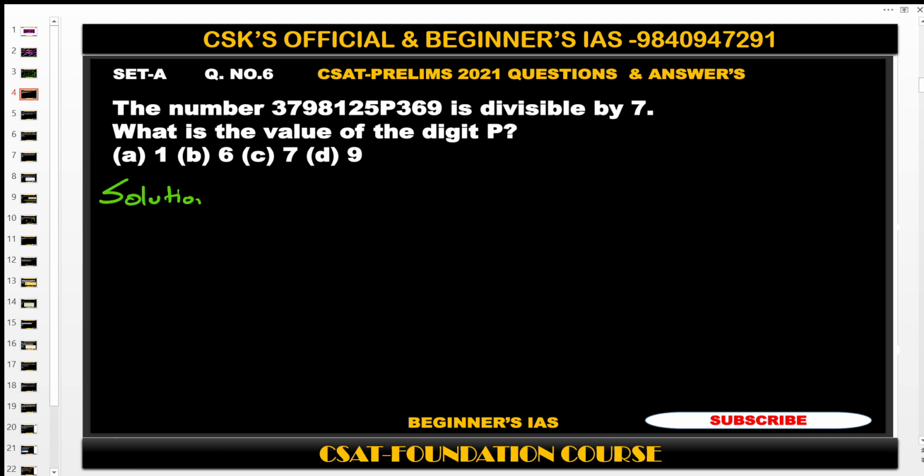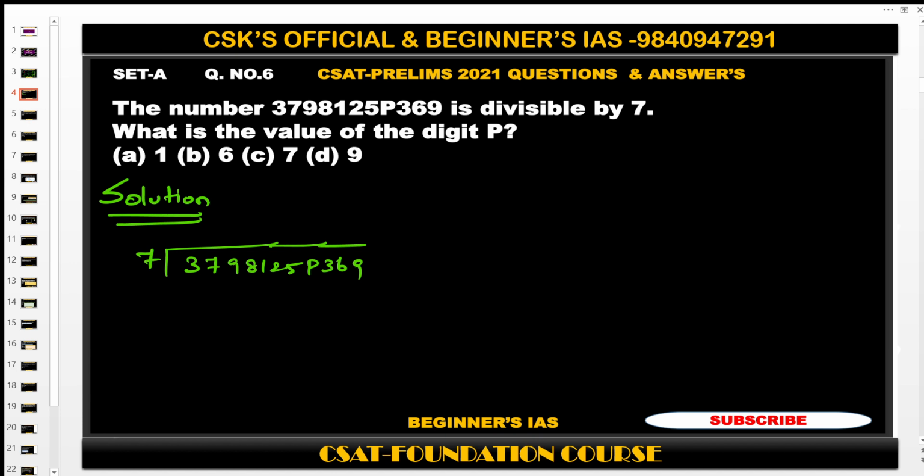This question can be done by the traditional method as well as the shortcut method. The traditional method is nothing but your school method. The school method is simply dividing these digits: 7, 9, 8, 1, 2, 5, 6, 3, 6, 9. So this is your school method. If anybody wants to know this method, just tell me, or otherwise we will move on with the shortcut method. I think you people are familiar with this method.